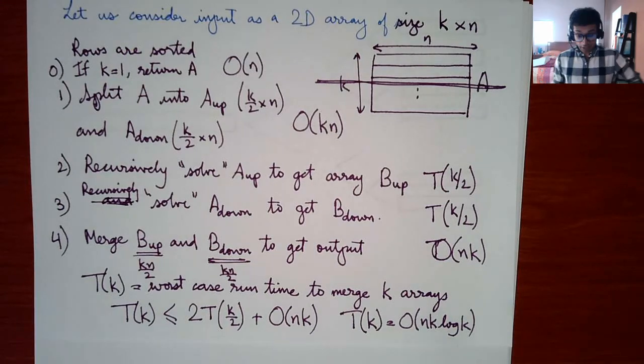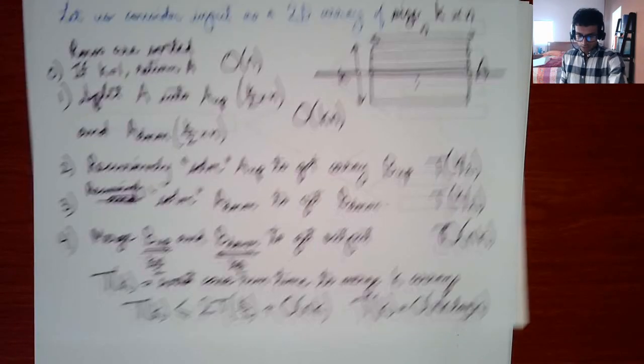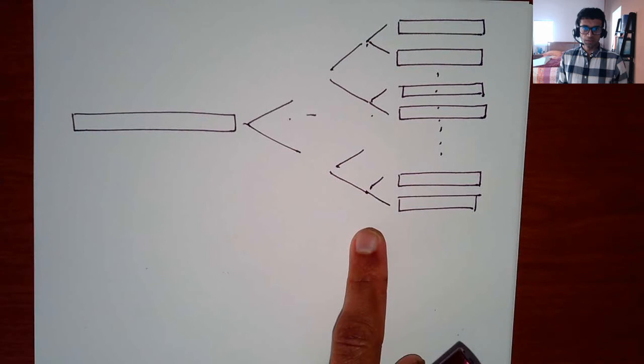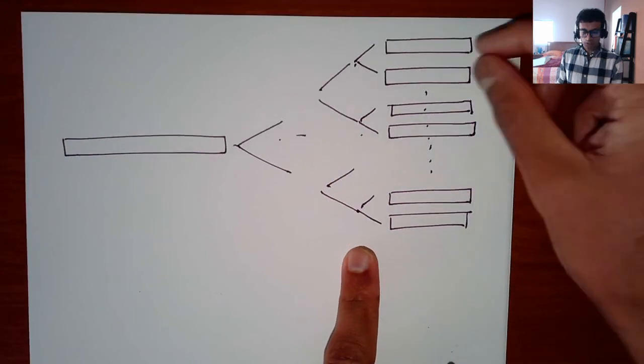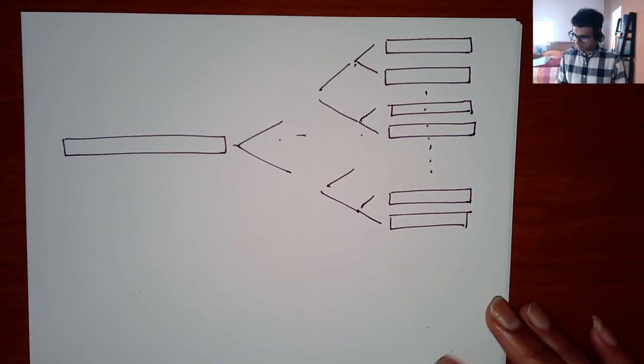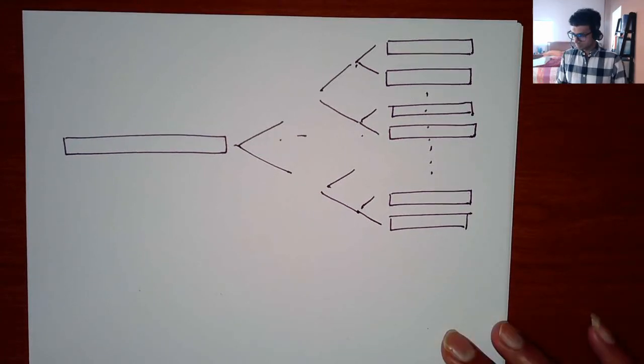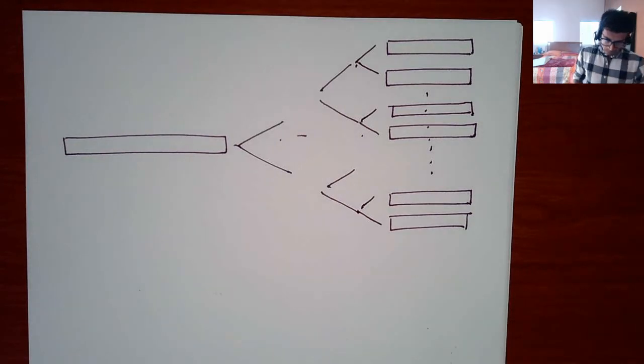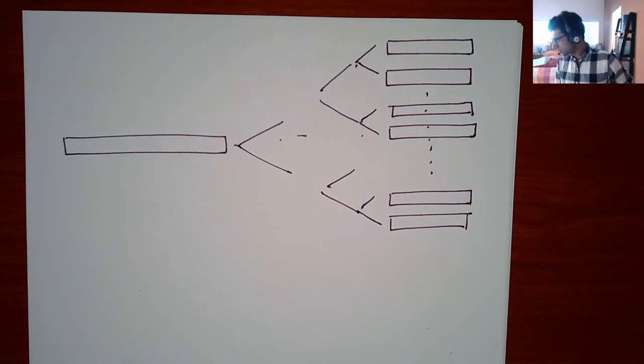If you want a different picture of what's going on, I think the tree is very helpful. You start by merging pairs, then you merge pairs of pairs, and then pairs of those, and so on and so forth until you get the final output. So, any questions?